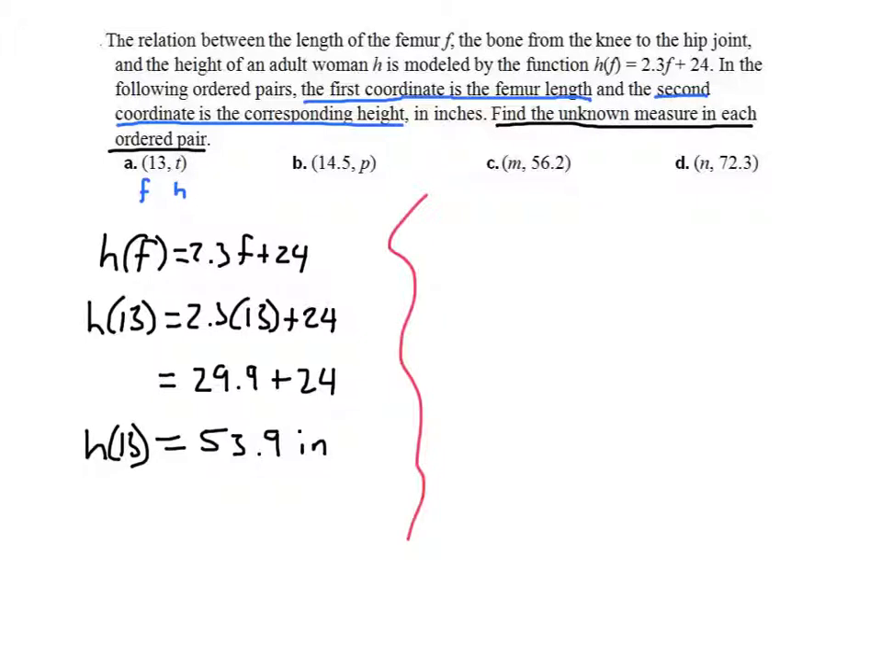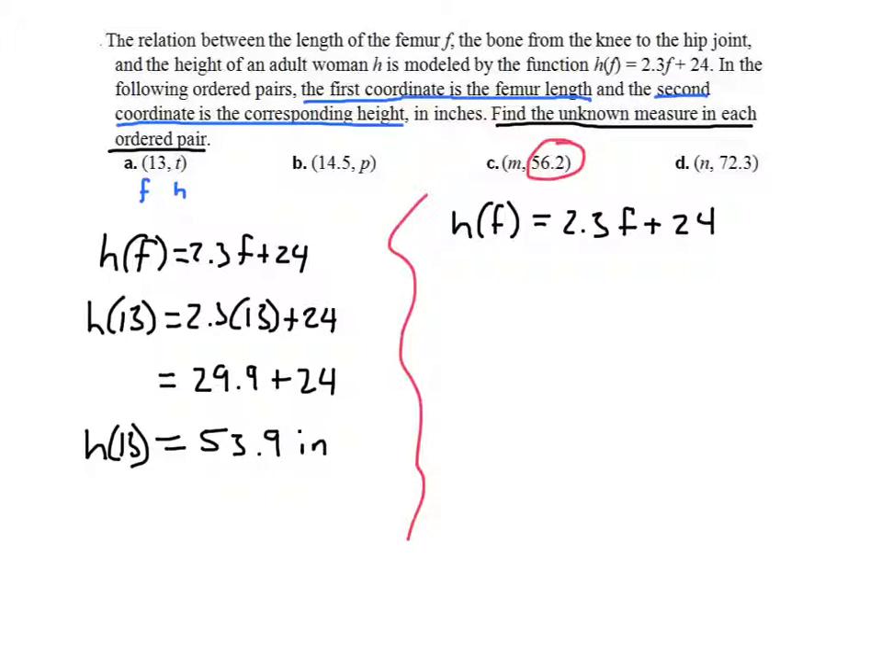In C, they give us the y coordinate. They give us the height of the woman. We want to find the length of the femur. Okay? So to do that, we again take our function. And now, where are we going to put 56.2? Okay, be careful. You're right, but you got to be careful. We're not just putting in 56.2 in for h. I do not want to see 56.2 times f equals 2.3f plus 24. That is incorrect.